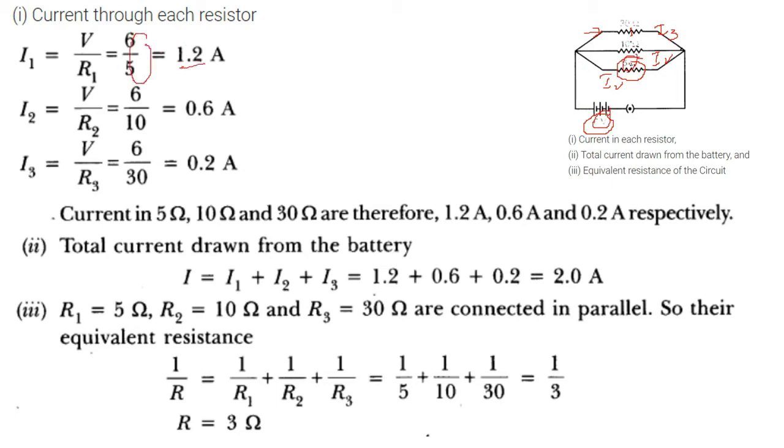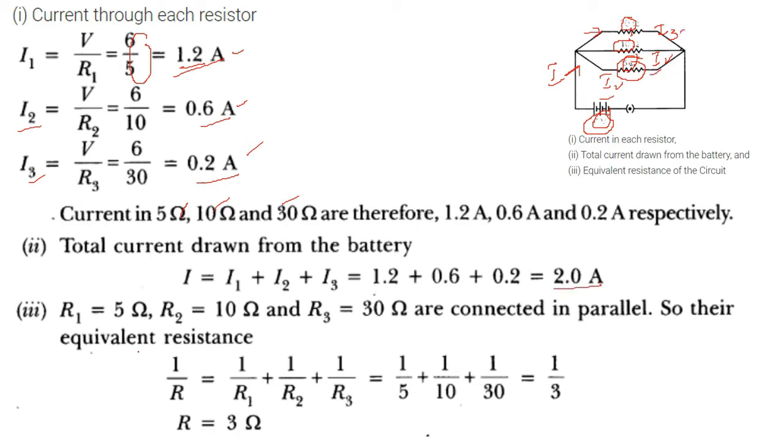Now I2 and I3 are 6 by 10 and 6 by 30. So these are the currents. Current in the 5 ohm, 10 ohm and 30 ohm resistors are 1.2 ampere, 0.6 ampere and 0.2 ampere. What is the total current drawn from the battery? We need to add these, because this current I is distributed into I1, I2, I3. So we add them. It is 2 ampere.